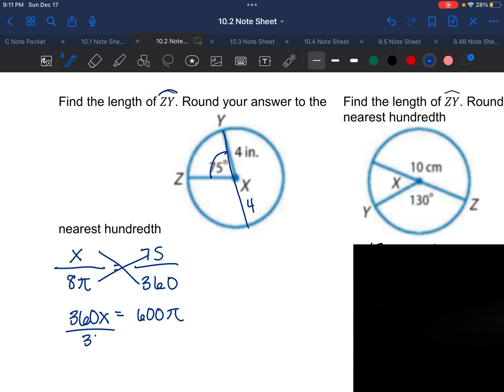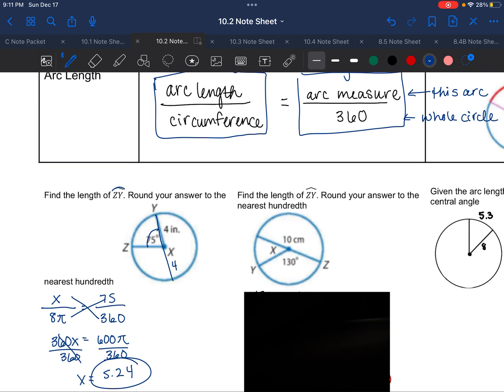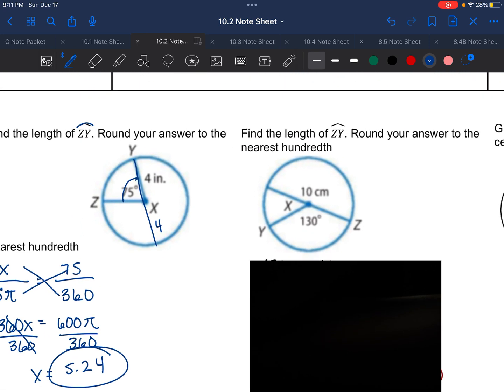And then if I divide by 360, I get that x equals about 5.24. So that would be the length of arc ZY. Alright, so I want you to pause here and try that problem, same type of problem, but for this second one. So try it on your own.